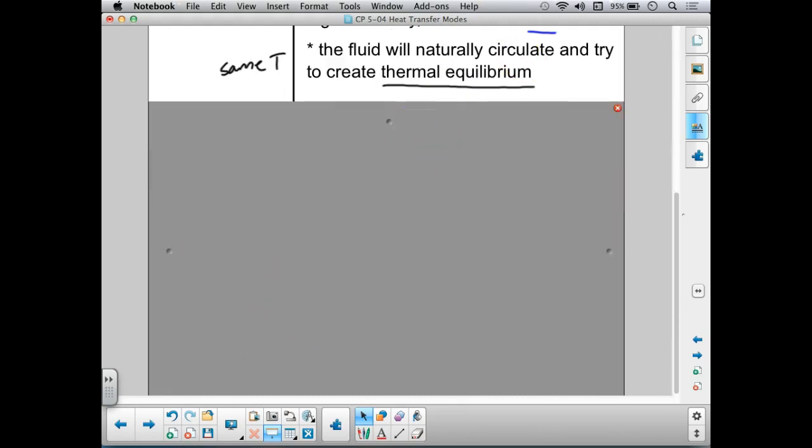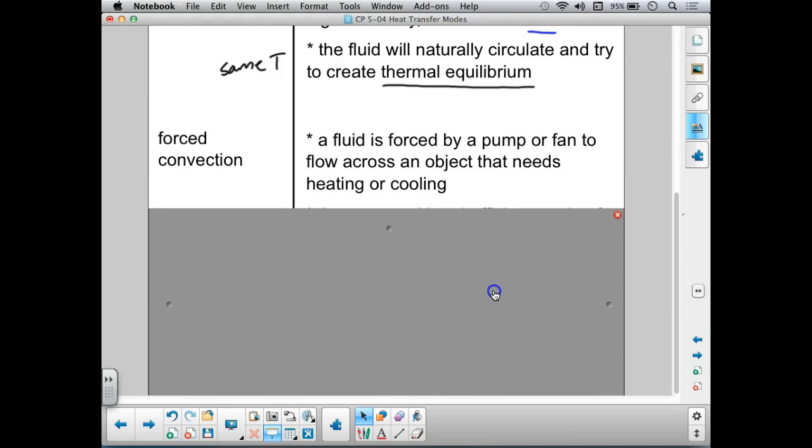There is another kind of convection called forced convection. And this is pretty much exactly what it sounds like, which is we are forcing air or water or some other fluid to move. How do we force a fluid to move? We do it with a pump or a fan. These are some of the most common ways of cooling rooms or cooling devices, is to use a fan. We use the fan to make air move and flow across an object that needs heating or cooling.